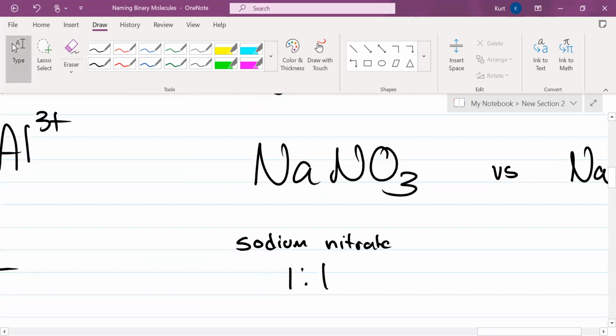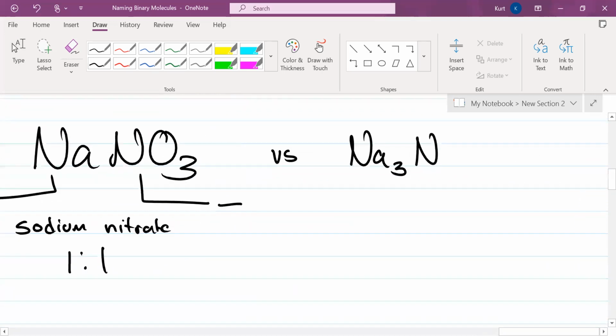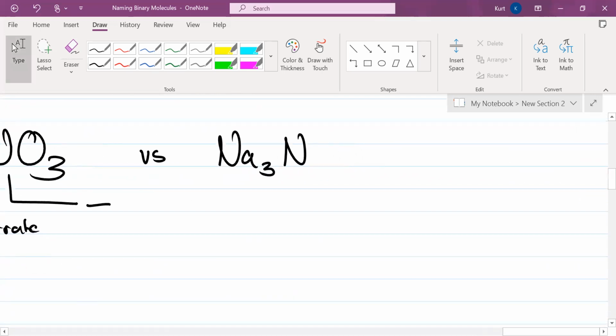What is the charge of a sodium ion? Positive 1. What is the charge of a nitrate ion? Negative 1. Let's scoot over here. What would the name of this compound be? You wouldn't. I heard someone starting to say tri. Is this ionic or is this molecular? It's ionic. How do you know it's ionic?